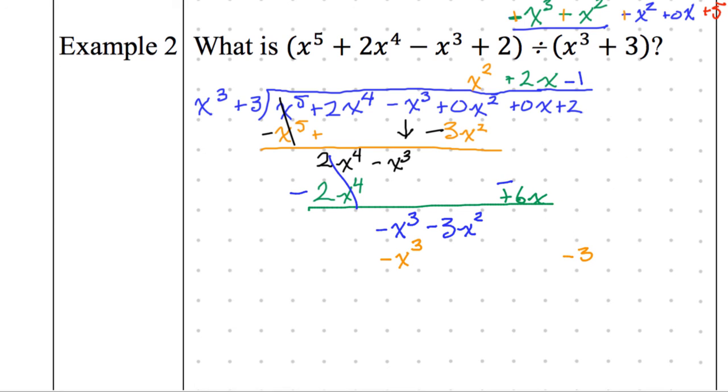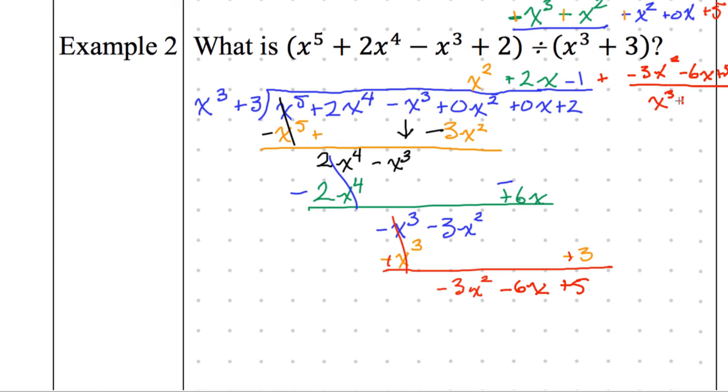And my remainder here is going to be a little bit tricky. So I'm going to add, switch the sign so that goes away, and I'm left with, I'm going to rewrite everything that I have so far. I have this negative 3x squared, negative 6x, and I have a 3 plus 2, which is plus 5. My remainder is this guy. So I'm going to say plus this negative 3x squared minus 6x plus 5. All of that is going to be divided by x cubed plus 3.